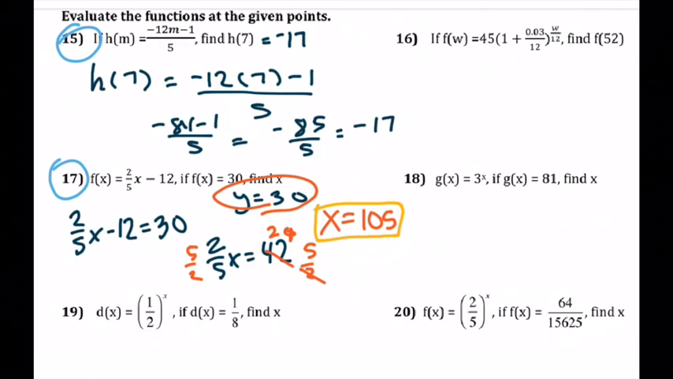Yes? Wouldn't it be like y is equal to 1.5? No, because y was equal to 30. We were told that; that was given to us in the problem. So we were told what y is. We had to find x.